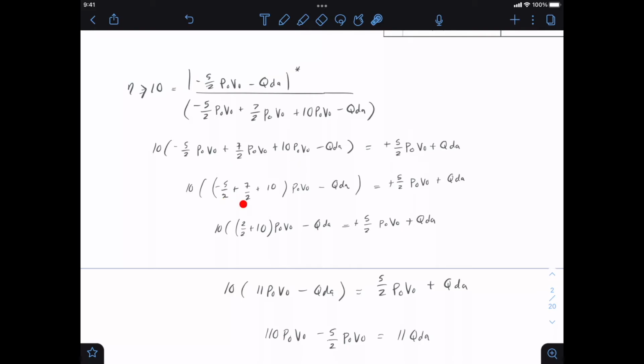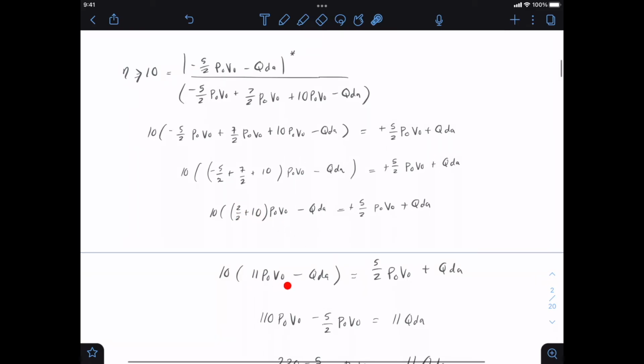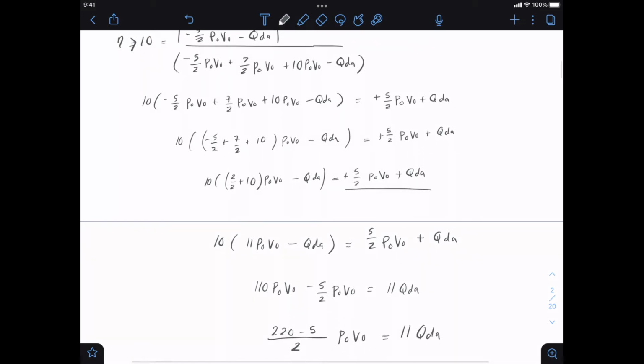So I have negative 5 halves plus 7 halves plus 10 times P naught V naught. So I have 2 over 2 plus 10 P naught V naught. Okay, so 11 P naught V naught, right? Minus this QDA. Sorry, let me just make sure I keep my parentheses in the right place here. Okay, and then I have this equal to the top part.